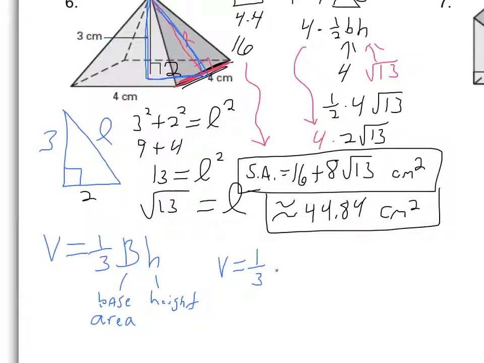So 1/3 times, and then we actually already calculated the area of the base to be 16. So you can either write 4 times 4, or we know that's going to be 16. And then we know the height is 3. So what's 1/3 times 16 times 3? You can type it in or just figure it out. It actually works out to exactly 16 cubic units.